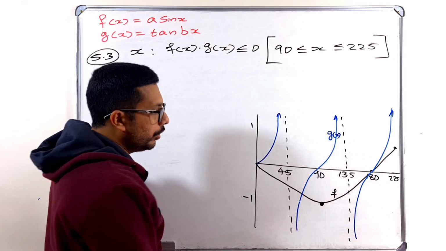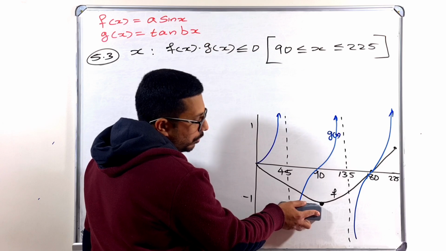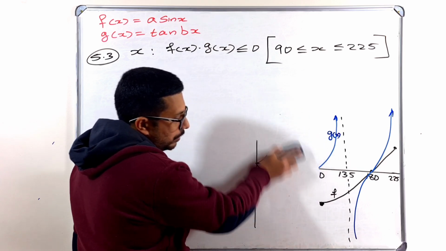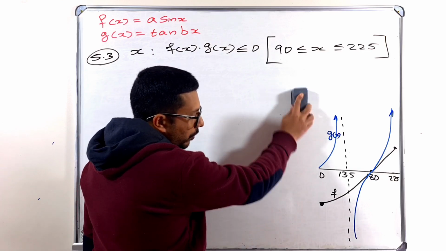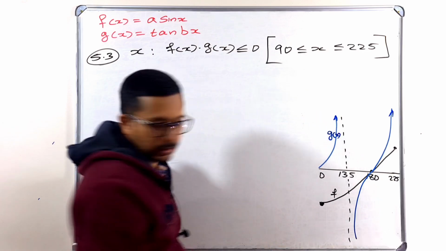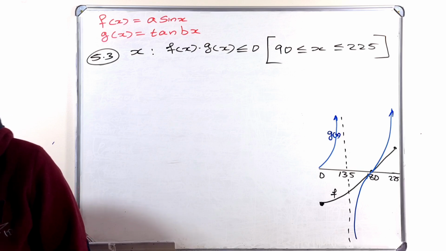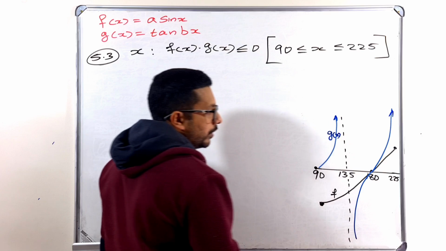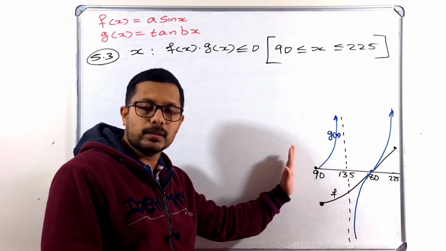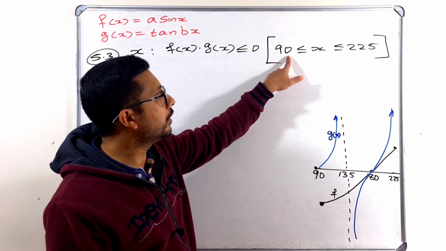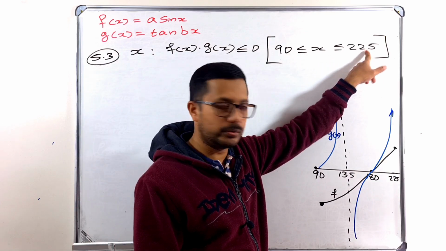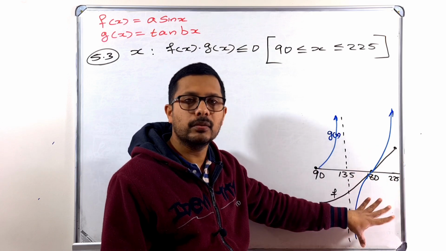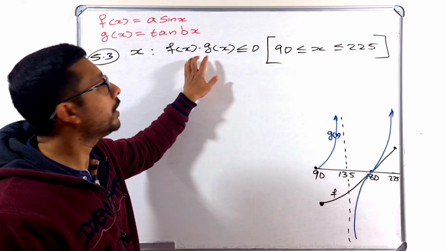So it means that you don't even want to consider what is happening before that 90. Let me write that down, 90. This is the point 90. You don't want to consider what is before that 90, because your interval is from 90 to 225. So in this area, what are the values of x satisfying this condition?